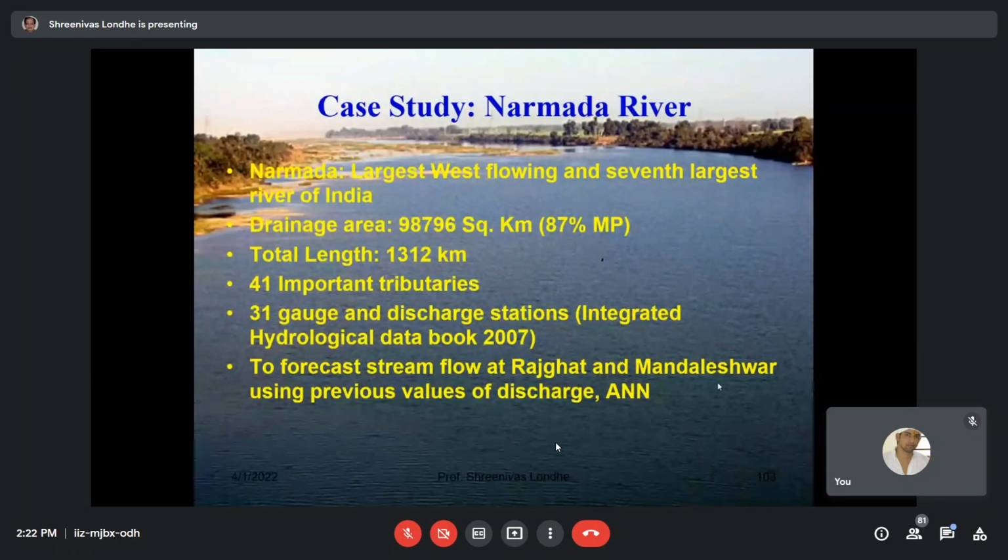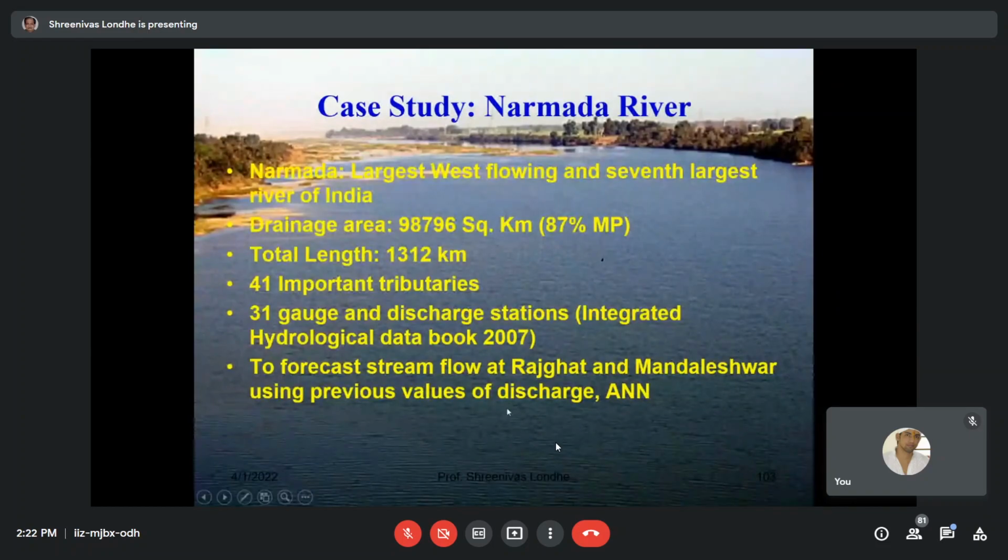Or if the distance between two dams is very large, in between that, maybe after a certain distance, the flow covers, we can definitely again think about having this kind of technology. So we have chosen Rajghat and Mandleshwar. And our input was only the discharge.